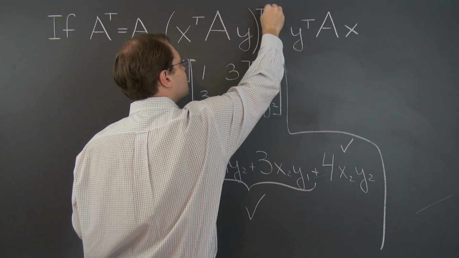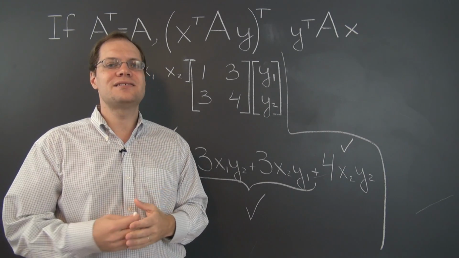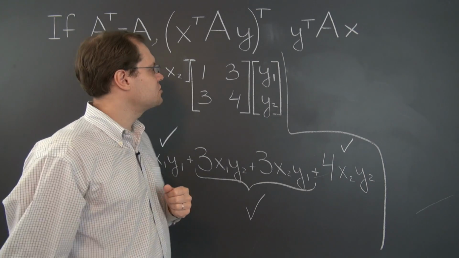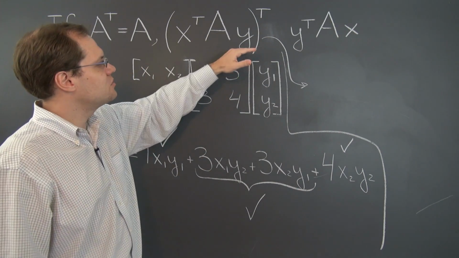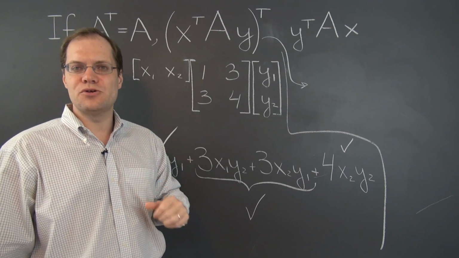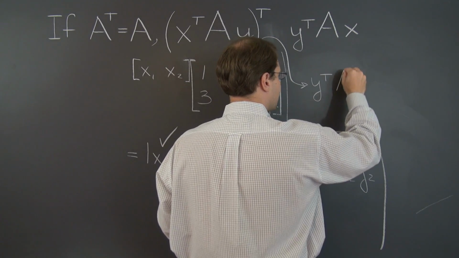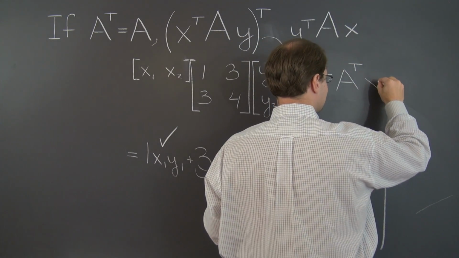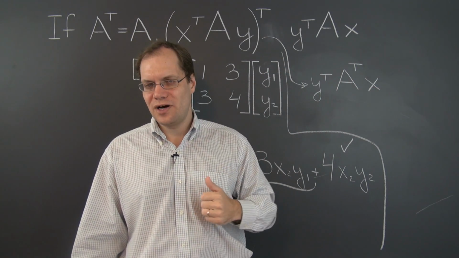So if I were to take the transpose of this matrix, I will end up with the same value. This is not based on anything other than the fact that the result is a 1-by-1 matrix. So this product, transpose, equals, well, we know how to deal with the transpose of a product. It's the product of the individual transposes in the opposite order. And so we have Y transpose, A transpose, X transpose transpose, which is simply X. This is true for any three matrices, X, A, and Y.